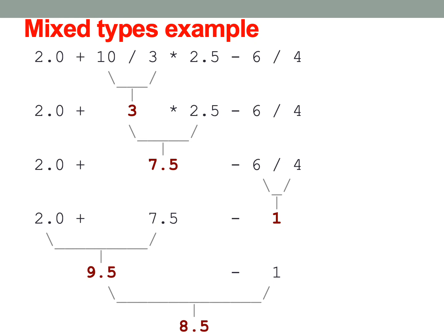So this time, it is an int and a real number, 2.5. The result will be a real number, which is 7.5. Next, we have 6 divided by 4, and both are int, so it will be 1. Then we have addition followed by subtraction, and the final value that we will get is 8.5.